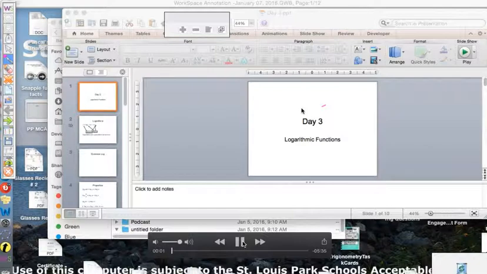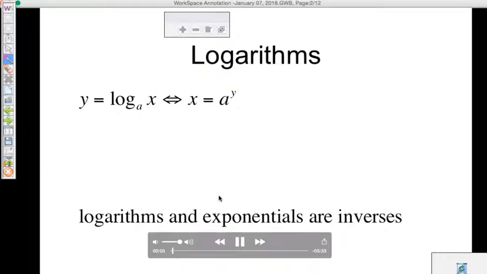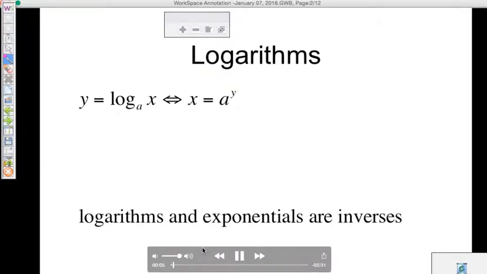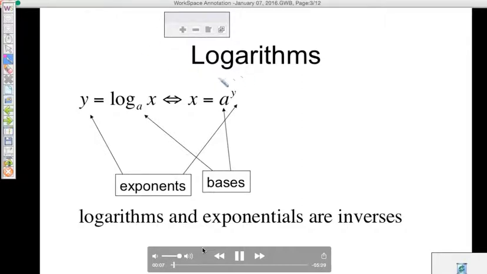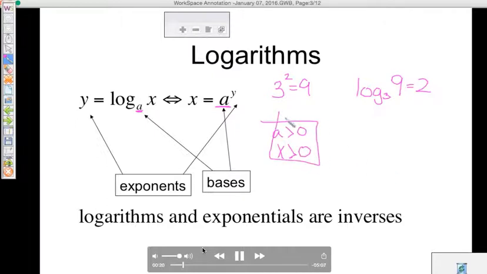is summarize what we've done the past couple days. So, first thing, we're going to talk about logs here, and we've been going back and forth quite a bit between where we said our bases are the same. So if we had 3 squared equals 9 as a log, it's log base 3 of 9 equals 2. One thing to add here, a is always going to be greater than 0, and when a is greater than 0, x will be greater than 0 as well, so those are going to have to be positive.